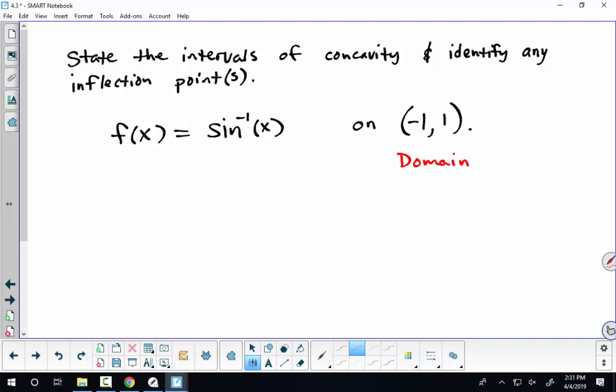Okay, so to find the intervals of concavity and inflection points, we're just going to look at the second derivative sign chart. Where the second derivative is positive, your function is concave up, and where the second derivative is negative, your function is concave down. Also, where we change signs on the second derivative indicates inflection points. So first derivative for inverse sine, anybody remember that?